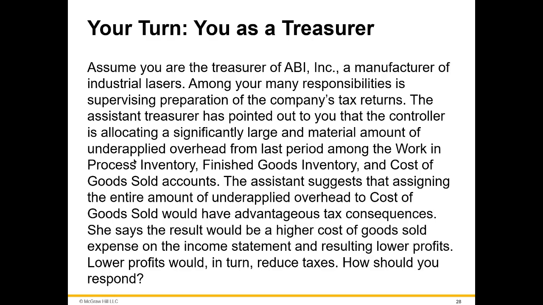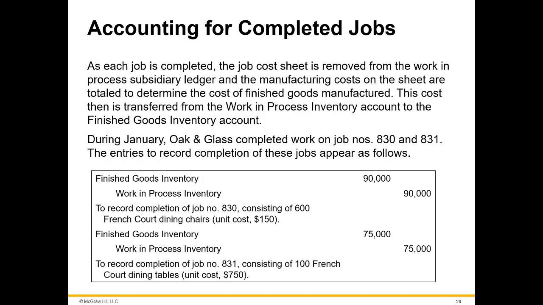Should we allocate it and apply it consistently to each of the accounts, or just cost of goods sold? And so if the only reason to do so is to reduce taxes, but it is deceptive, we've got to be really careful with that.